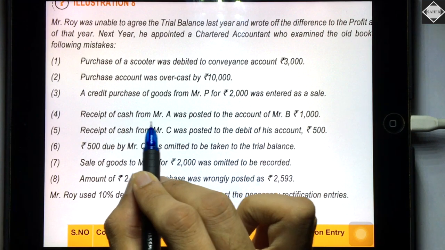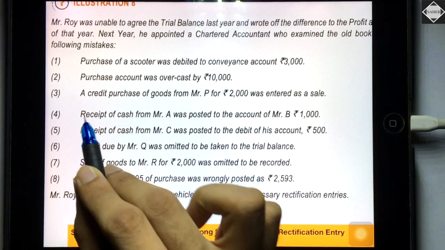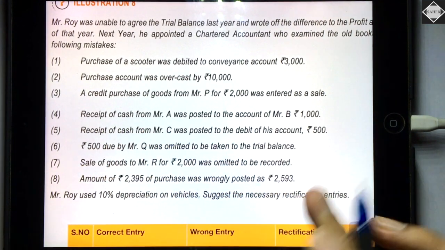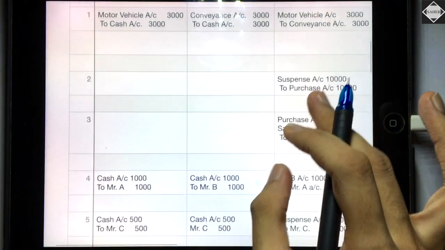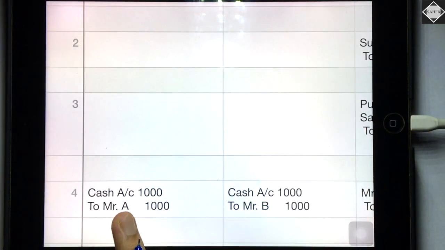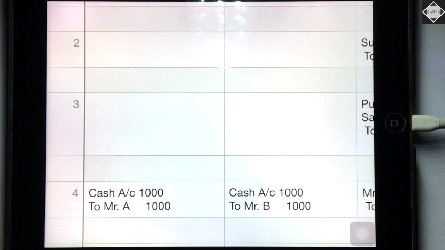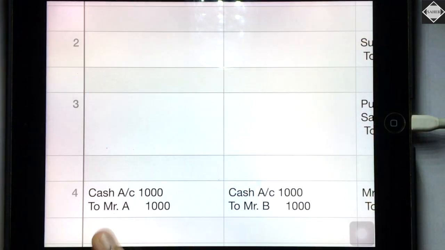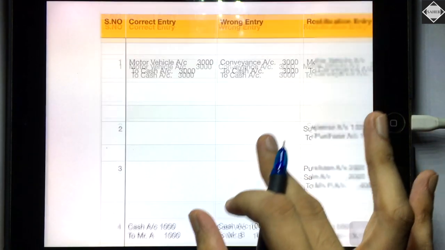Receipt of cash from Mr. A. This is the correct part. Receipt of cash from Mr. A. What's the correct entry for that? Really simple. Cash account to Mr. A. Do you agree? Yes. Cash is received from Mr. A. Simple. But now what did they do?